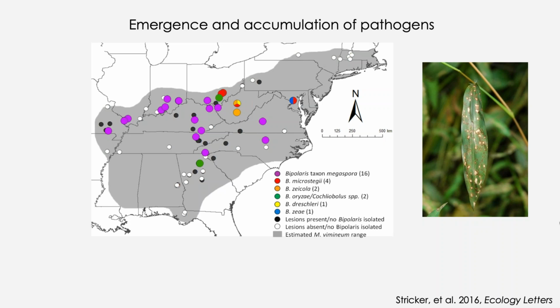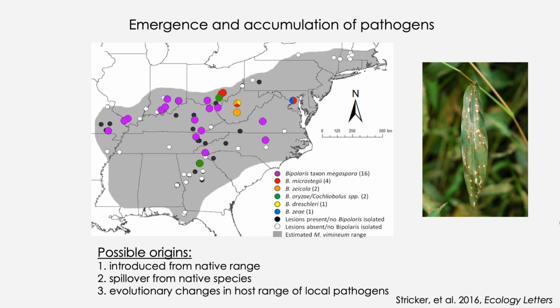which at the time we called Bipolaris taxon megaspora, but for which we're now in the process of redescribing a historical pathogen called Bipolaris gigantea, which we determined with genetic analysis was actually the same species. And so the pathogen is clearly widely distributed across the invaded range. We started to think about possible origins of these pathogens. Were they introduced from the native range, for example?